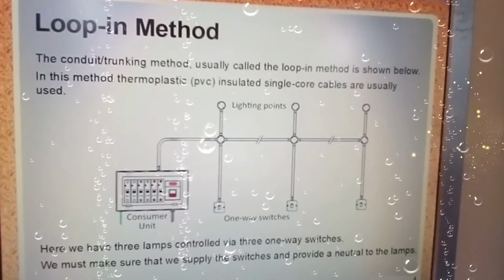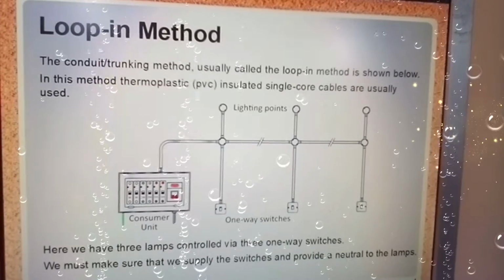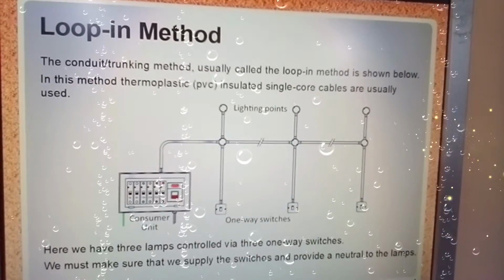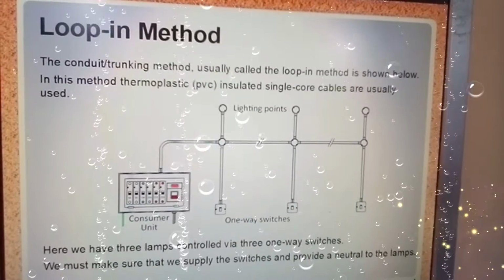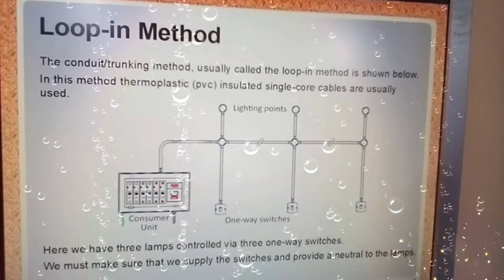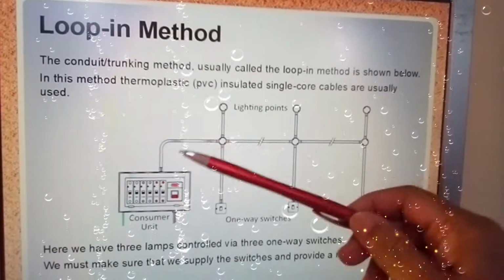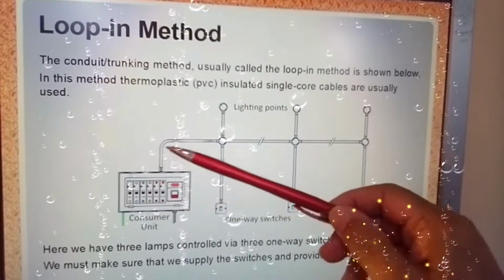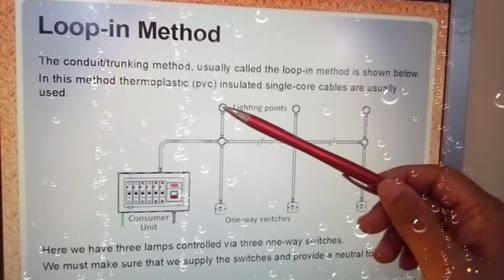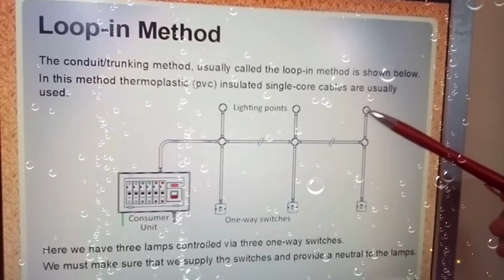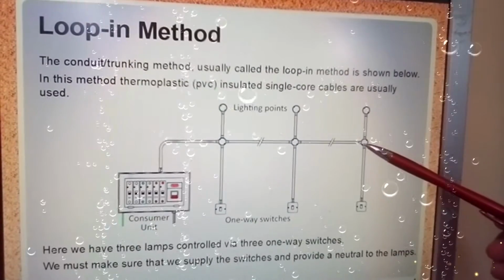Now, this is the looping method, or what I call the looping method. The conduit trunking method, usually called the looping method, is shown below. In this method, thermoplastic PVC insulated single core cables are usually used. So you would be wiring your system internally. So your system wired here will be for lighting points from here. You can have as many lighting points here as you like overall.